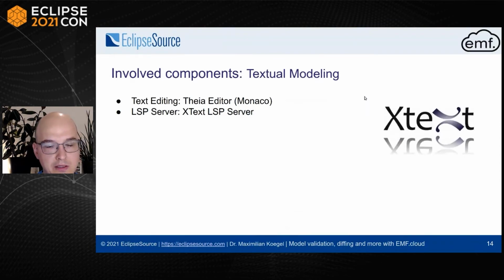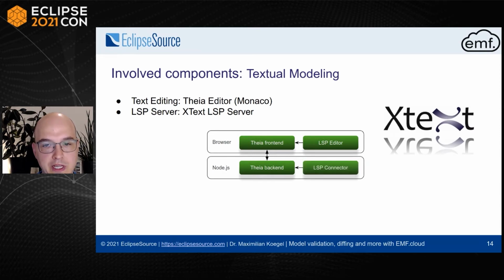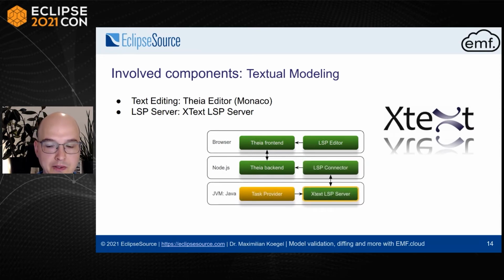Involved components for that: the Theia editor, again the textual editor, and the Xtext LSP server. If we look at that from an architecture perspective, in the front end we have the LSP editor, which is an out-of-the-box component. We have the LSP connector, same. And then we have the Xtext LSP server. This component was generated from the Xtext-based grammar, and the only customization it has is a task provider that takes all the tasks or activities from the model that we have created and feeds that into the auto-completion. As we have seen, for example, we had this additional chat activity.